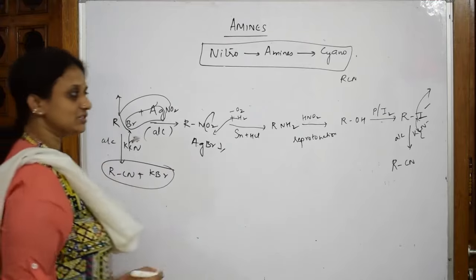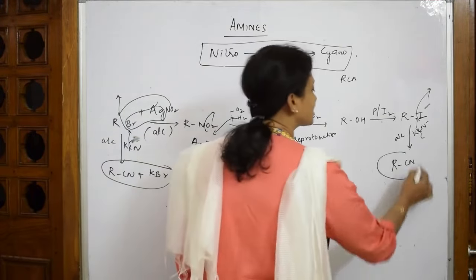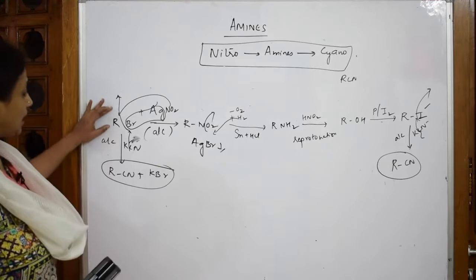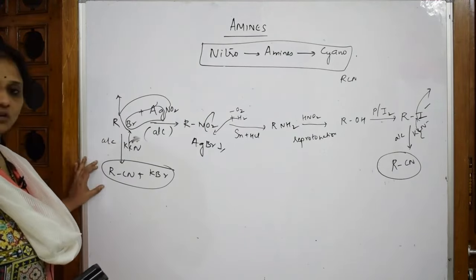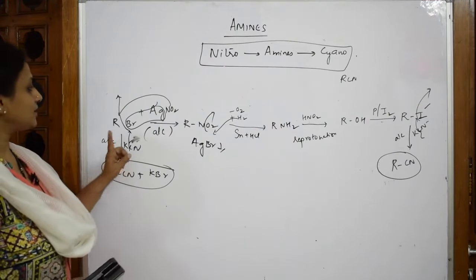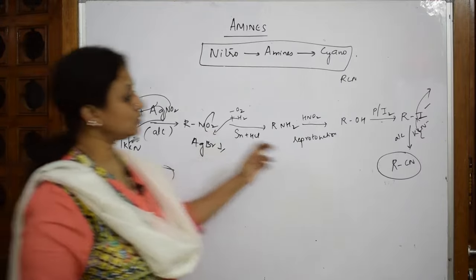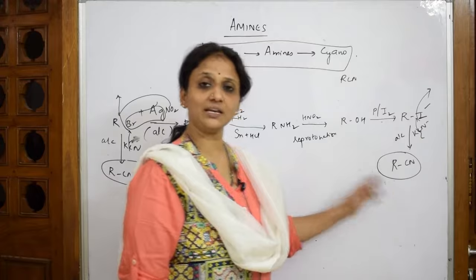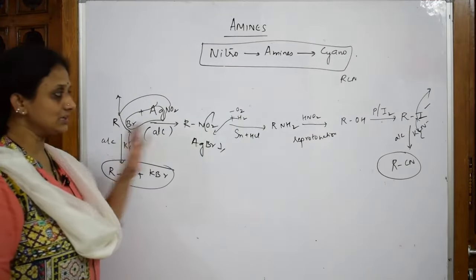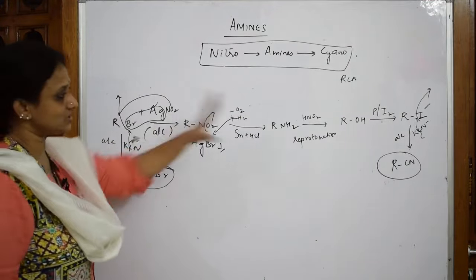So why am I teaching this? Because when they ask you to convert alkyl bromide to cyano compounds, this is one conversion. If they are asking you to convert nitroalkane to cyanoalkane, this is one conversion. So when you learn such type of things at a stretch, it's easy.